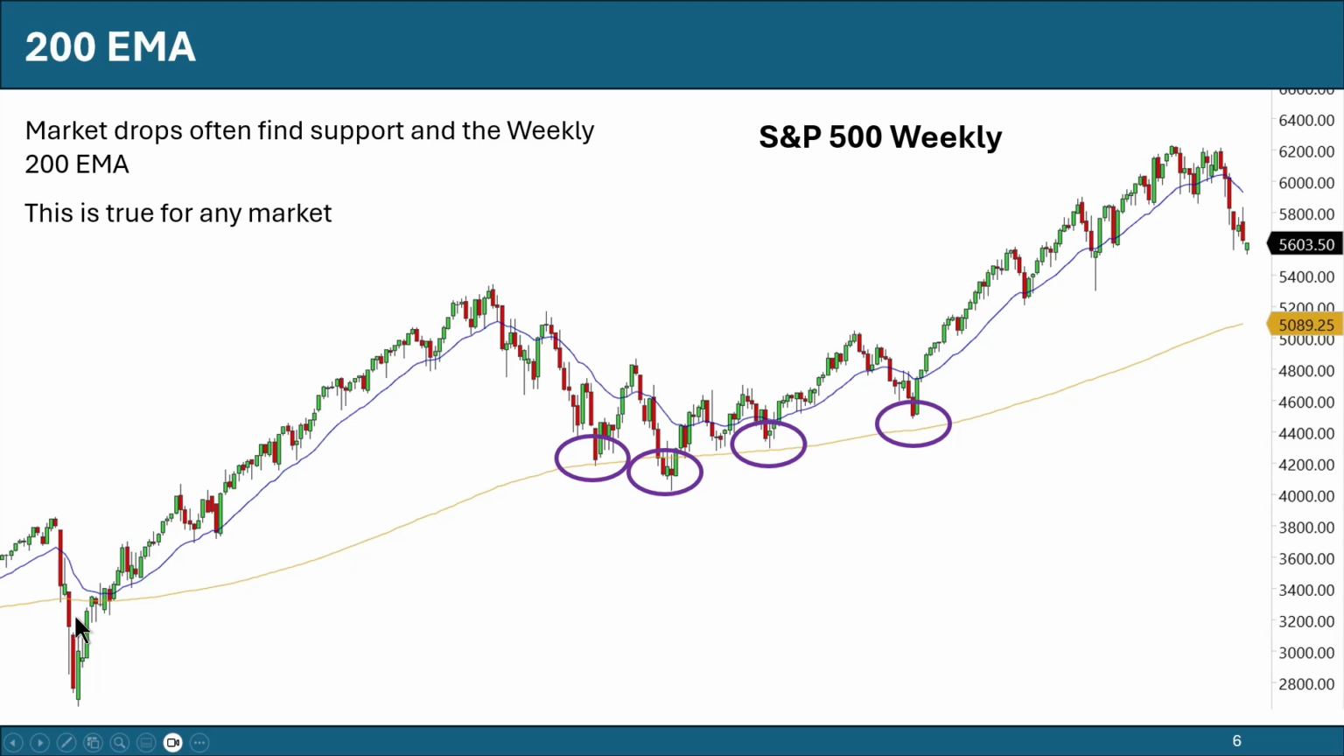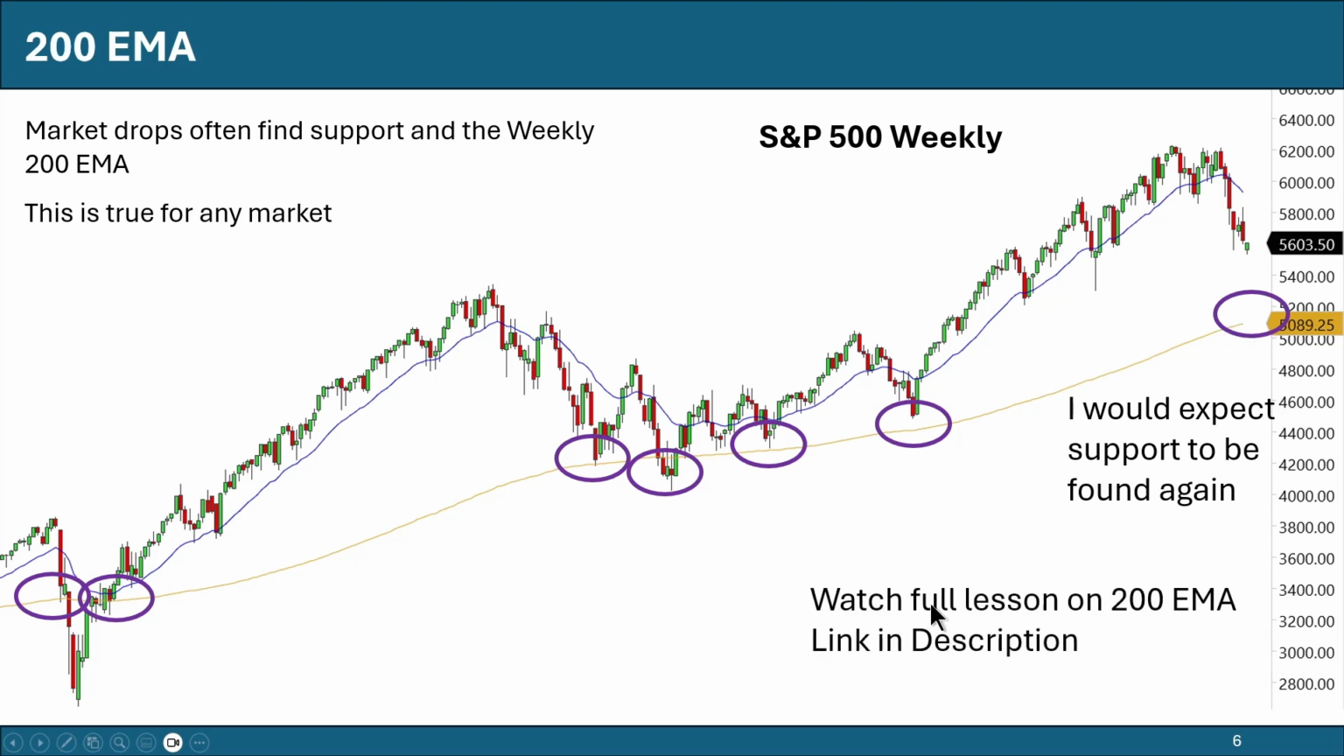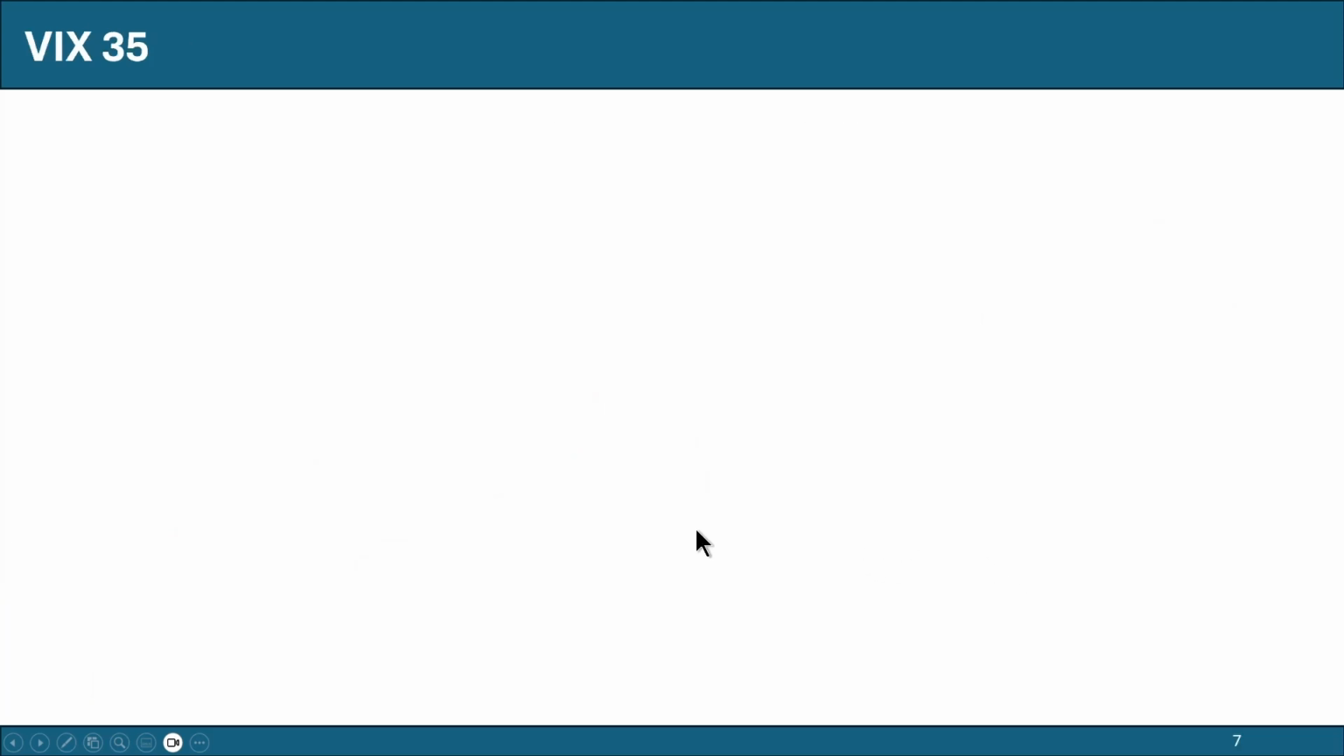Looking back on the left, this is the COVID low. You can see it crashed through that, but initially there actually was quite a significant bounce at the 200. And then once it got above it, it acted as support again. This is where we're at now, and I would expect that we would find support at this level again. If you want a full video on this, I made a lesson, and you have the link in the description, and you can watch that. It's about a 20-minute video, so it's a more full lesson on this.